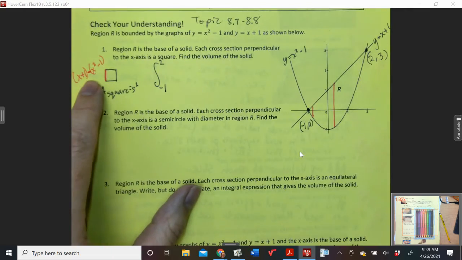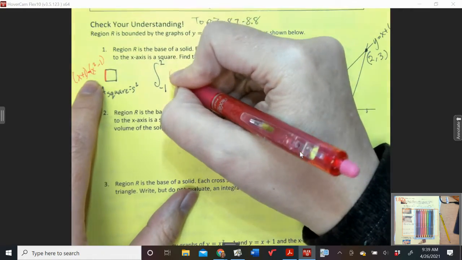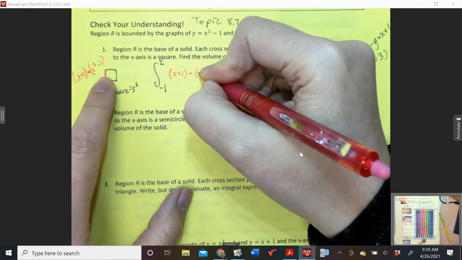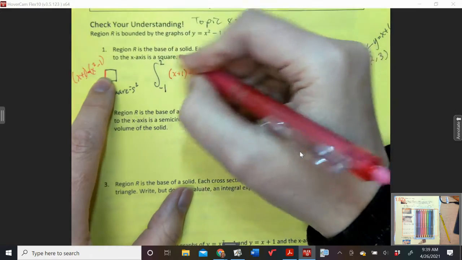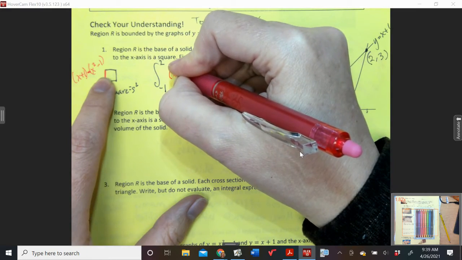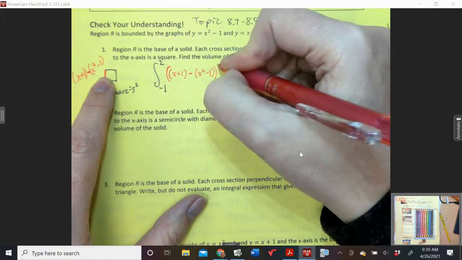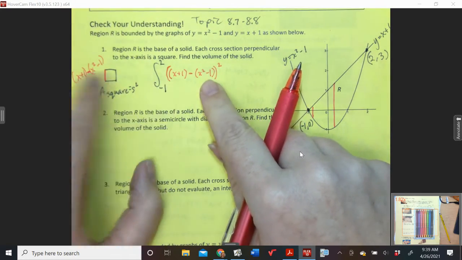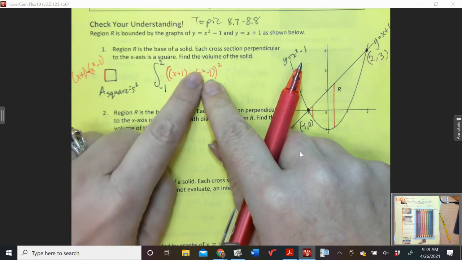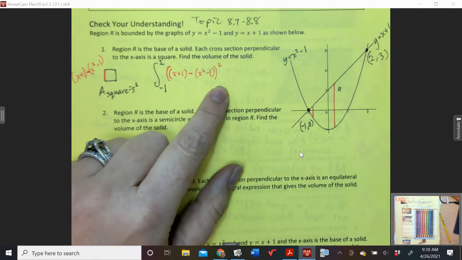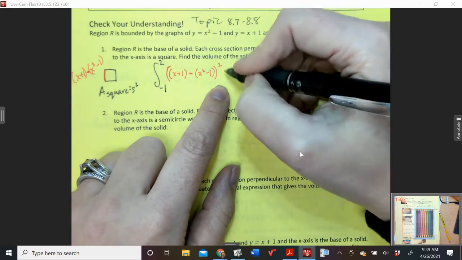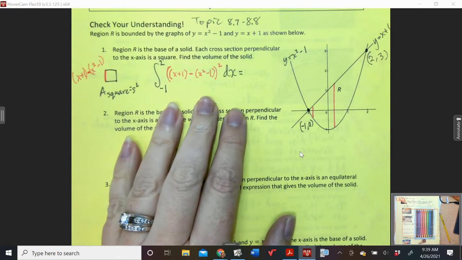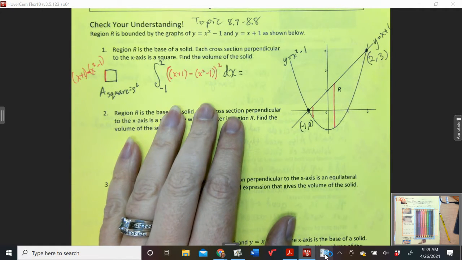And then it's going to be our area that we found of one slice, x plus 1 minus x squared minus 1. We're going to have to square that because one side times the other. So I actually did not write that down, but one side times the other side. It's a square. All the sides are the same length. We're going to let our calculator do the work here.